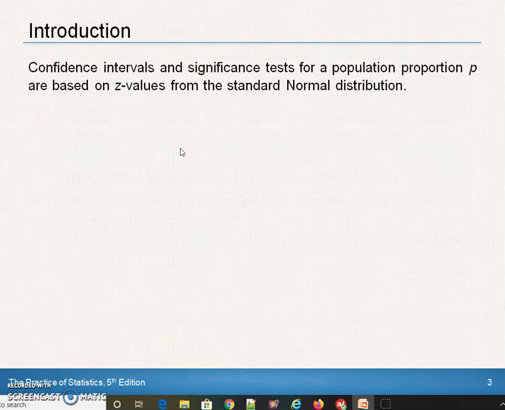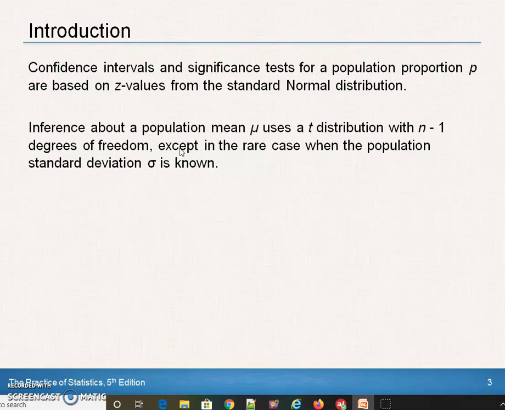So, confidence intervals and significance tests for a population proportion are based on z-values from the standard normal probability distribution. Inference about a population mean, mu, uses what is called a t-distribution. Some call it a Student's t-distribution, with n-1 degrees of freedom. What does that n-1 degrees of freedom mean?